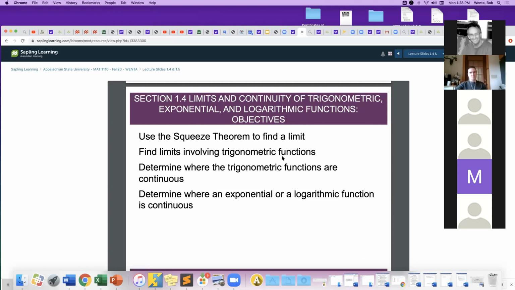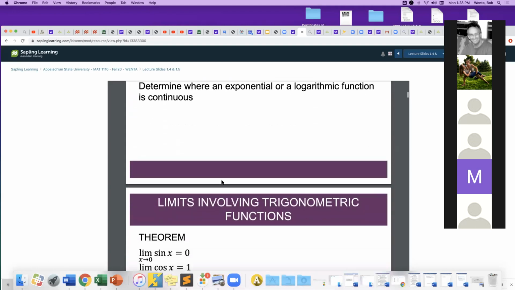Find limits involving trig functions, determine whether trig functions are continuous, and determine where exponential and logarithmic functions are continuous, okay? So look at the next slide here.